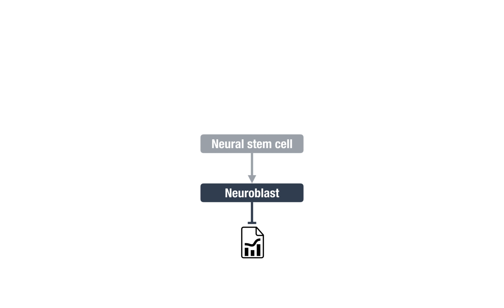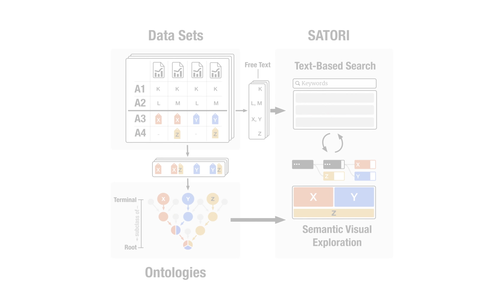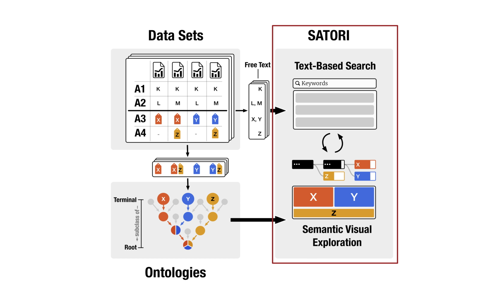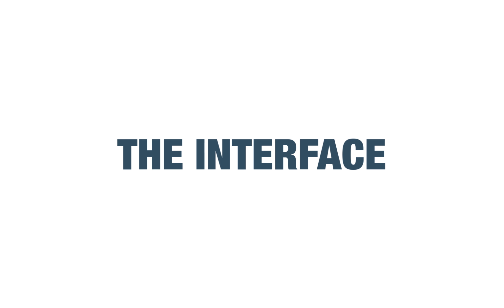For example, when a file is associated with the term neuroblast, we can infer that it is also associated with the term neural stem cell, which is a parent of neuroblast. Stem cell, in turn, is a parent of neural stem cell. SATORI helps us to explore the repository with this information.